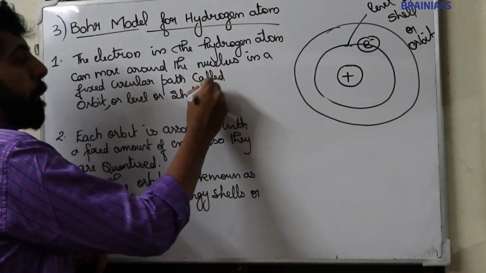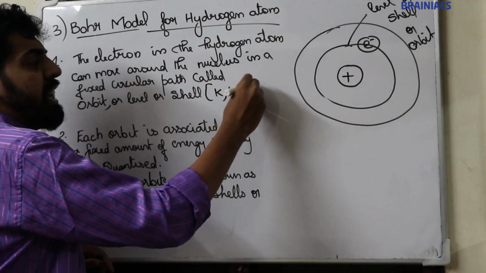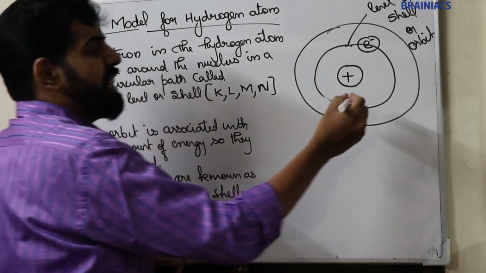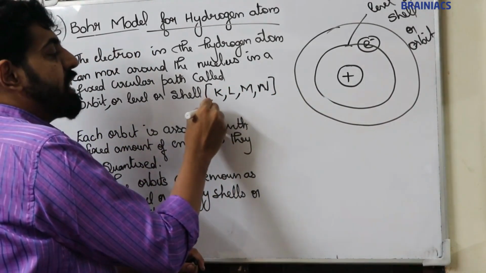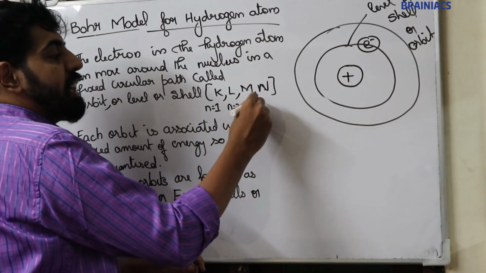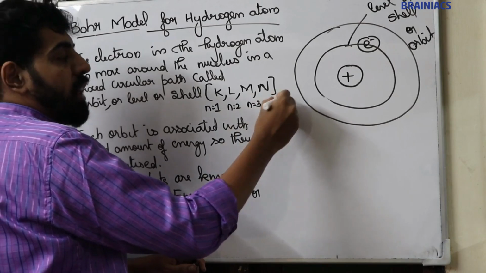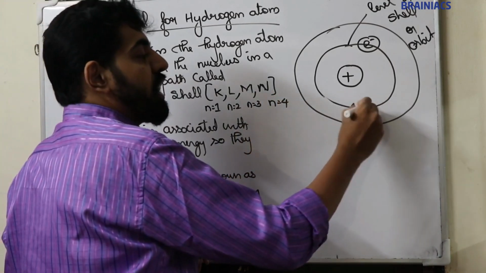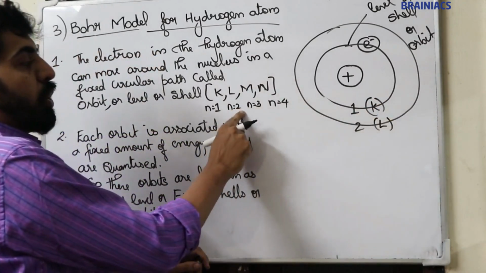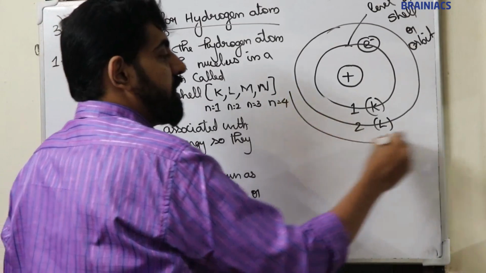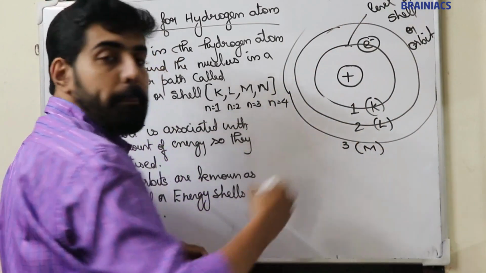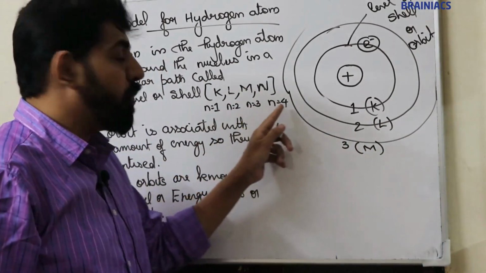They are K, L, M, N, etc. Or you can write it as n is equal to 1. K shell is also known as n is equal to 1 shell. L shell is known as n is equal to 2 shell. M shell is known as n is equal to 3 shell. N shell is known as n is equal to 4 shell. This is the first shell, also known as K shell. This is the second shell, n is equal to 2, L shell. Third shell, n is equal to 3, M shell. Fourth shell, n is equal to 4, N shell.